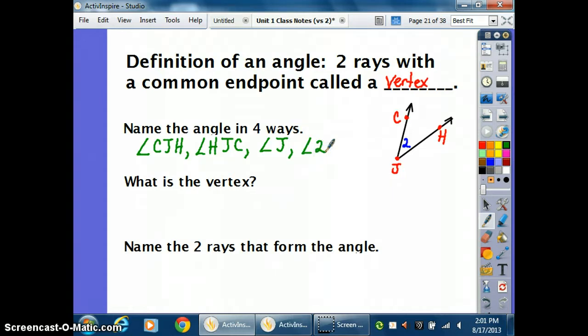The next question says, now what is the vertex? And we said the vertex is J, that point. Okay, the end point J. Now let's name the rays, the 2 rays that form our angle. Well, we have JC. Remember, we have to put the end point first. JC. And we also have the ray JH, using our correct symbols.